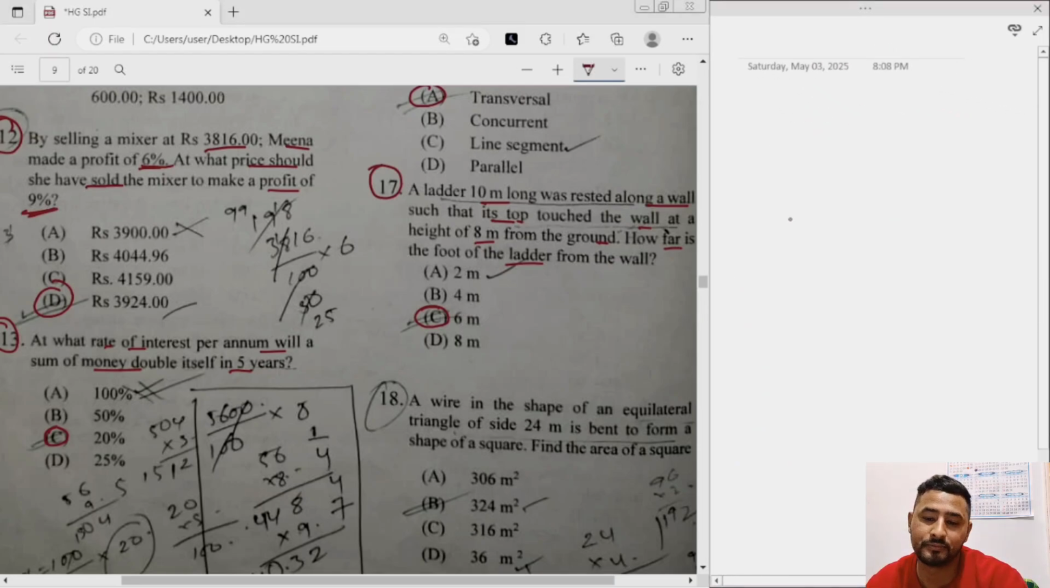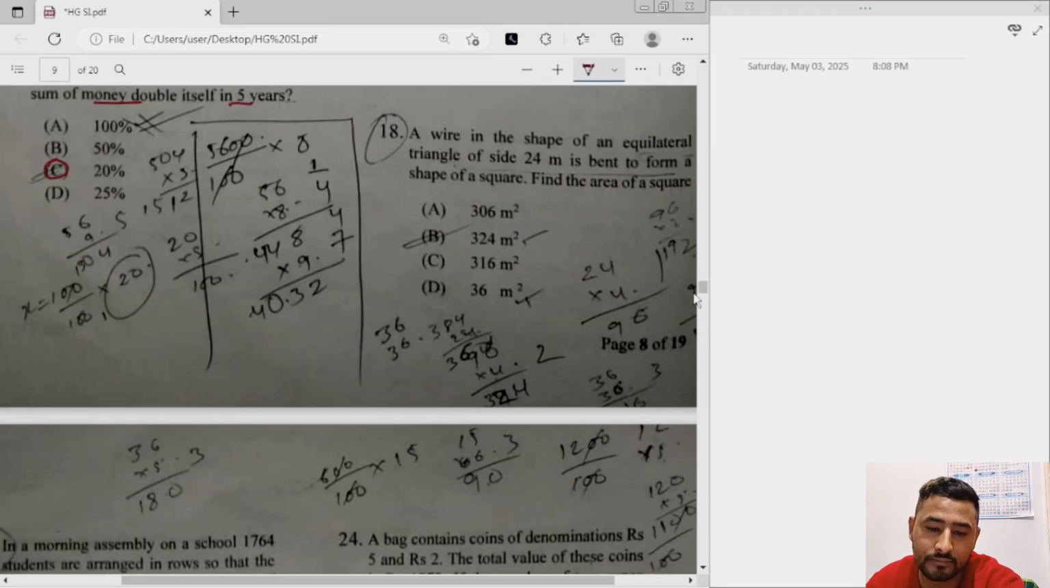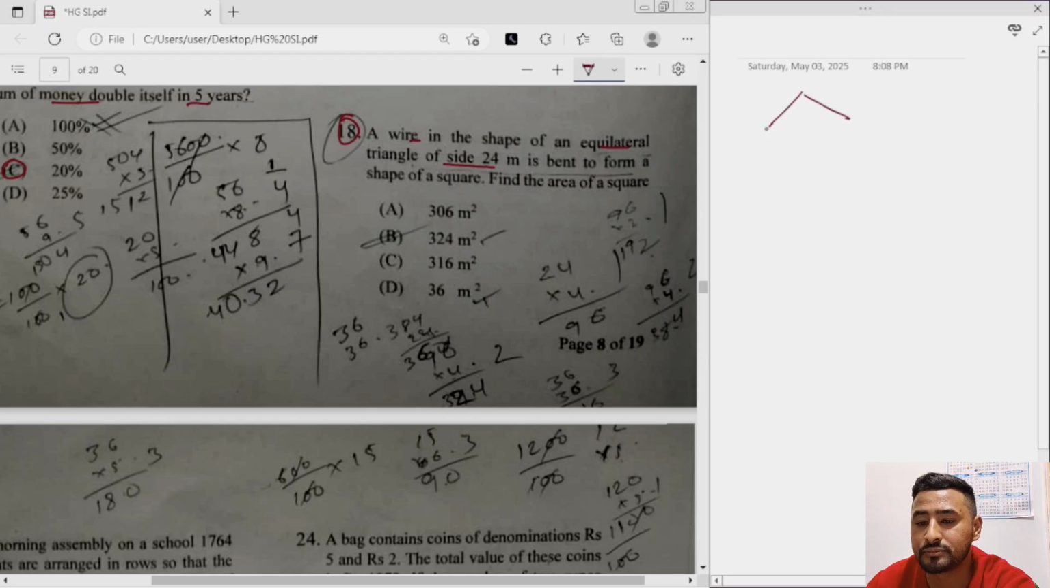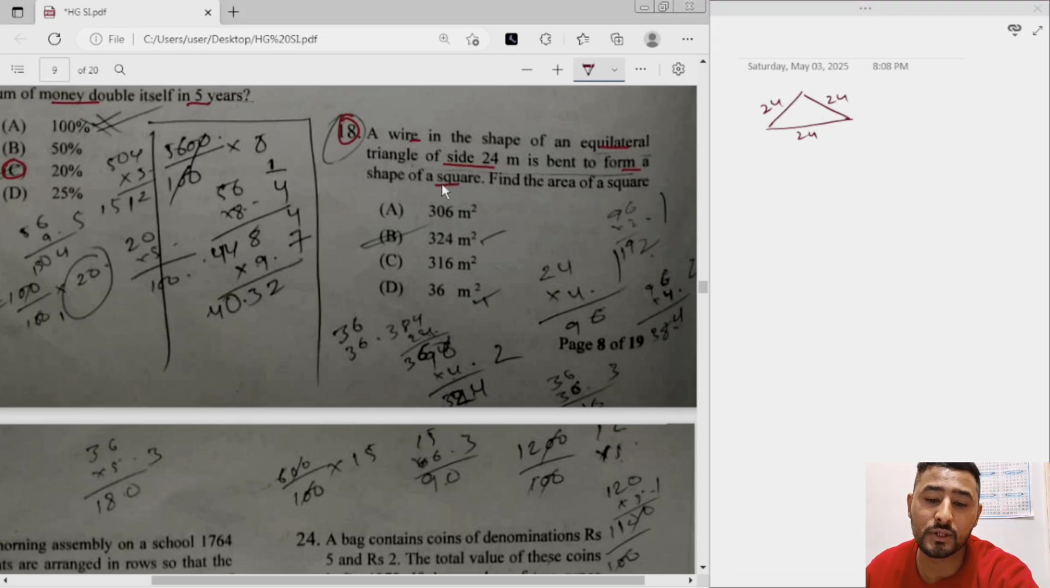Let's go next. That is question number 18. A wire in the shape of an equilateral triangle of side 24 meter. Remember, an equilateral triangle has all sides equal. It is bent to form the shape of a square. Find the area.